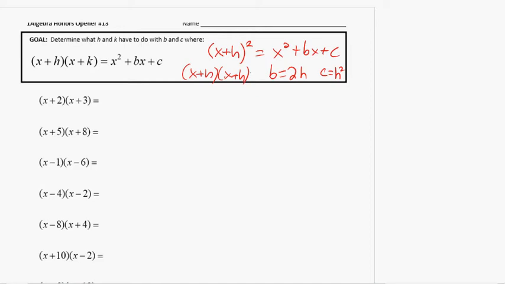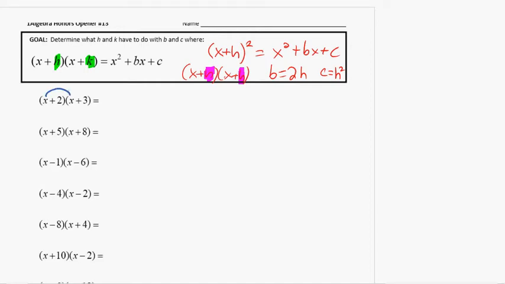Now what happens if you don't have h in both places? What if you have an h in one place and a different number, a k, instead in the other place? How do h and k now relate to b and c? So that's really what we're going to spend this opener thinking about and talking about and discovering. And the best way is to look at a bunch of examples and see if we can draw some conclusions.